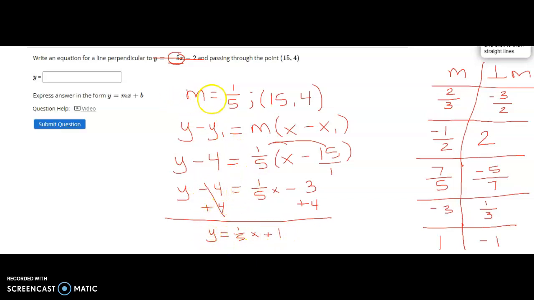So notice the only thing we got was the slope from that line to help us find the perpendicular slope. We use this point, and then we just use our point slope form to find the equation. Reach out if this one is still confusing. I know this one can be a little bit tricky.